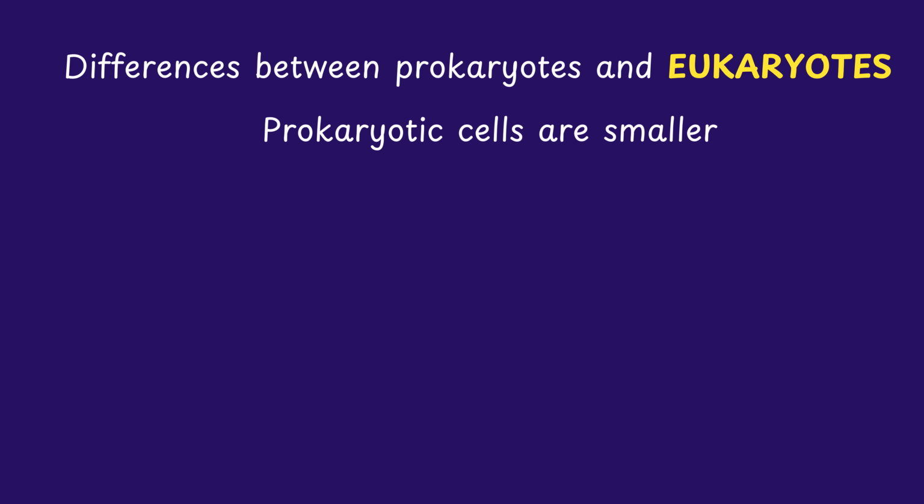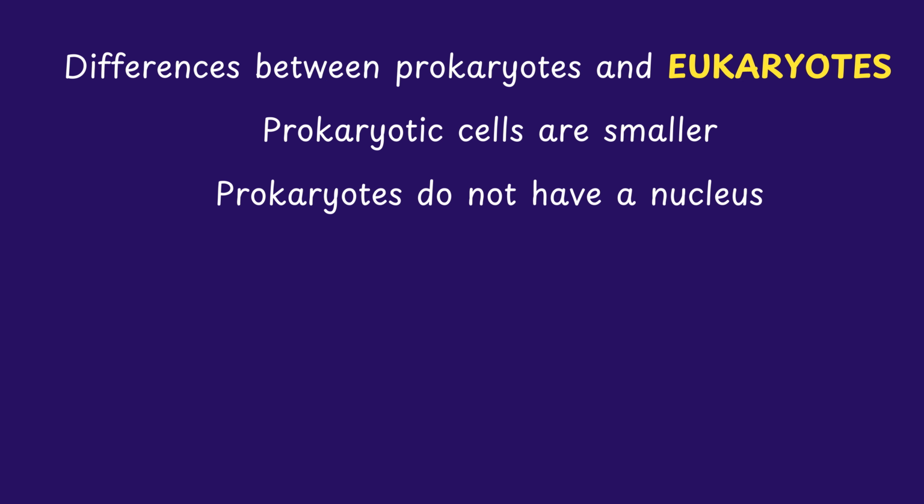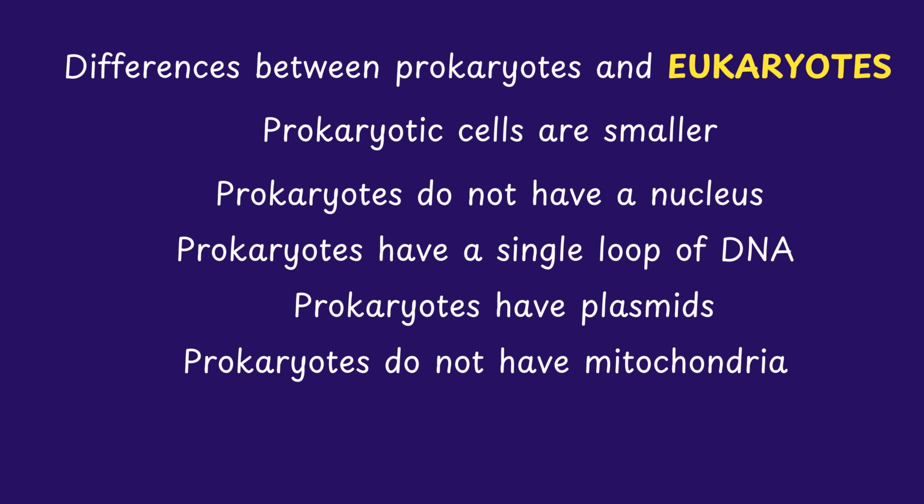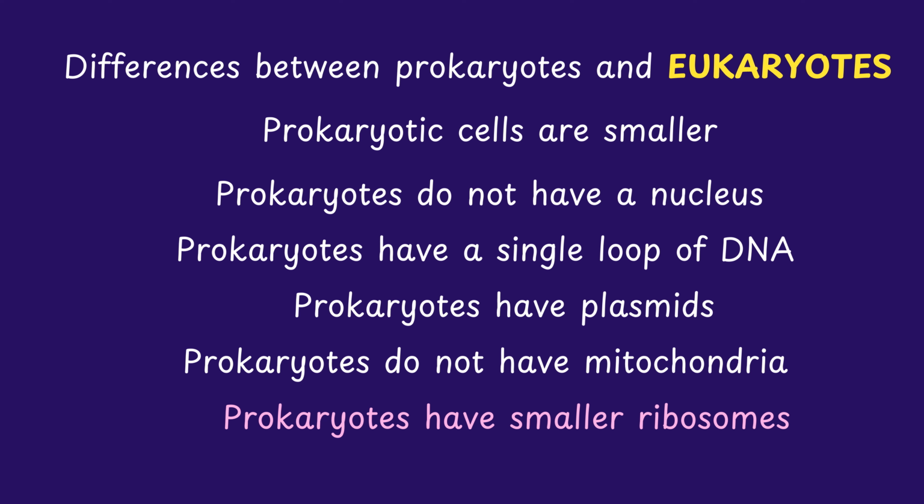So prokaryotic cells, they are smaller. Prokaryotes do not have a nucleus. Prokaryotes have a single loop of DNA. Prokaryotes have a plasmid, or they have plasmids. Prokaryotes do not have mitochondria, and prokaryotes have smaller ribosomes. I put that one in pink because you'll learn more about that at A level.